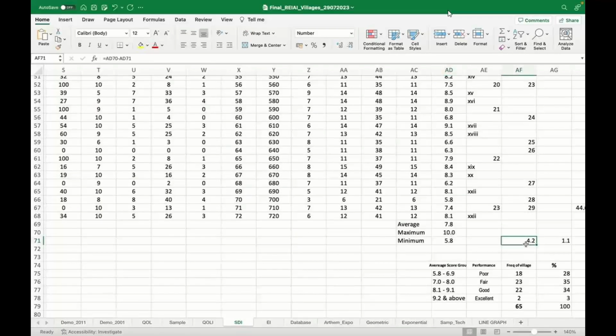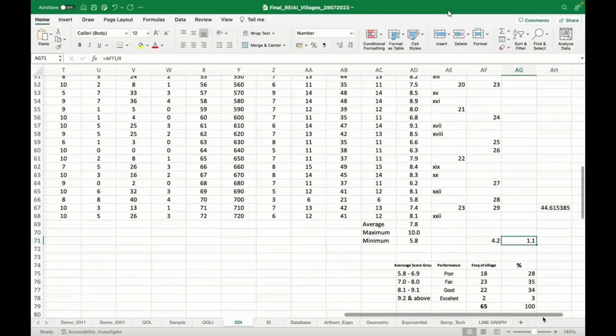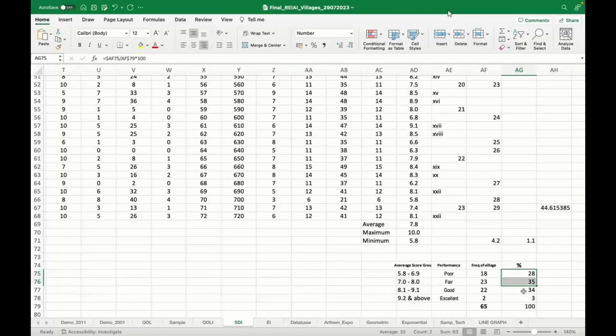You get the difference, divide by 4. You get the interval of your group, and this is how. Here what you see, 28 and 15, here 34. 66% of population in the area, projected area, are having good to excellent demographic indicators, right? This is the way you have to do.